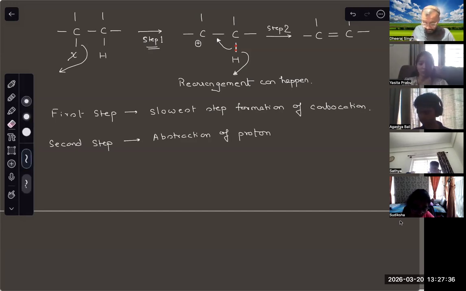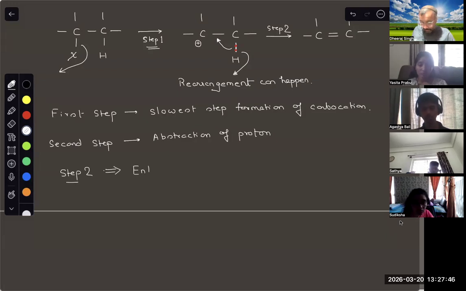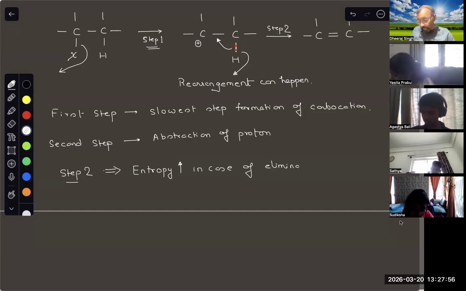Now, step 1 is the same. In step number 2, you can see that the entropy has increased. Entropy increases in the case of elimination. Why does entropy increase? Because there are more products. Alkene is there, H plus is gone. There is more chaos over there. Many things are coming out, right?